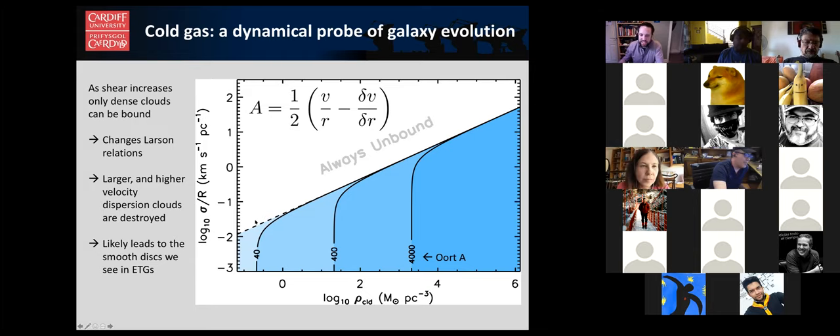So a cloud below that line, so the bottom half of the diagram, would be bound or collapsing. And above that line, it is unbound, so it cannot collapse, it has to disperse. So we find typically that things lie around the line or slightly below it, hopefully, if they're going to form some stars.